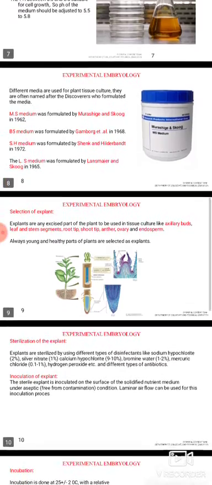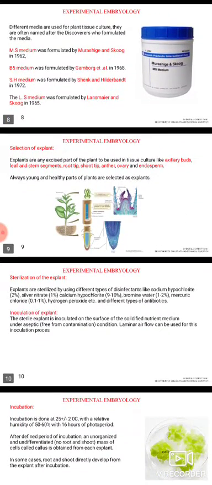Then the selection of explant. Explants are any excised part of the plant to be used in tissue culture, like axillary buds, leaf, stem segments, root tips, shoot tips, anther, ovary, and even endosperm. Always young and healthy parts are selected as explant.